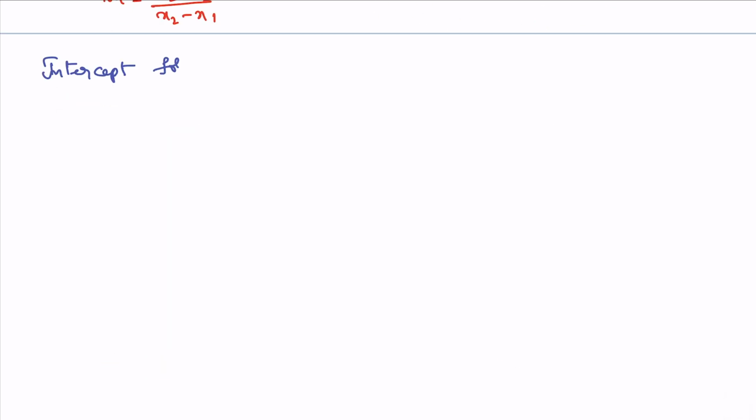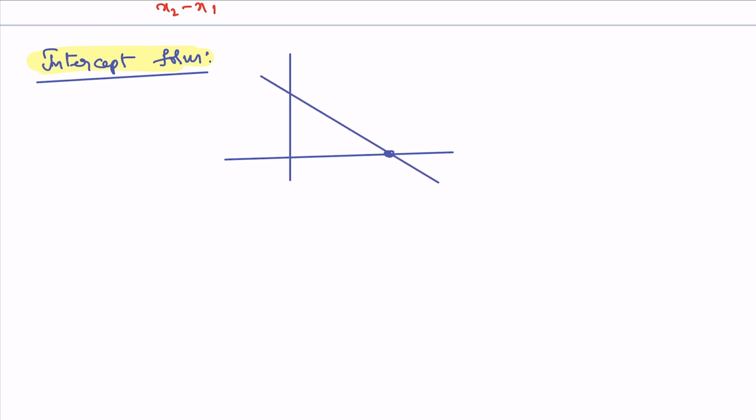Next one is the intercept form. First you need to know what intercepts are. There is a line which cuts the x-axis at a point a comma 0. Then this length is called the x-intercept of this line. As this cuts the x-axis at a comma 0, what is this length? This length is a. So the x-intercept of this line, we call it a. If this line cuts the y-axis at 0 comma b, then this length is called the y-intercept of the line. Got it? So here a is the x-intercept of this line, b is the y-intercept of this line.